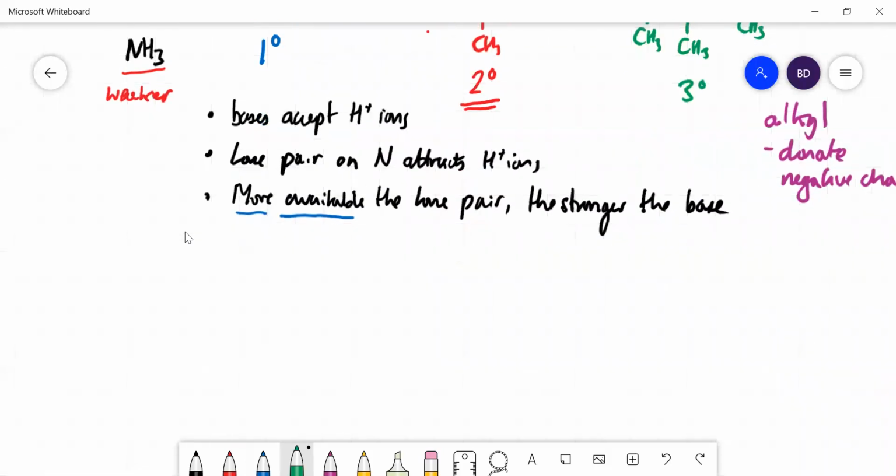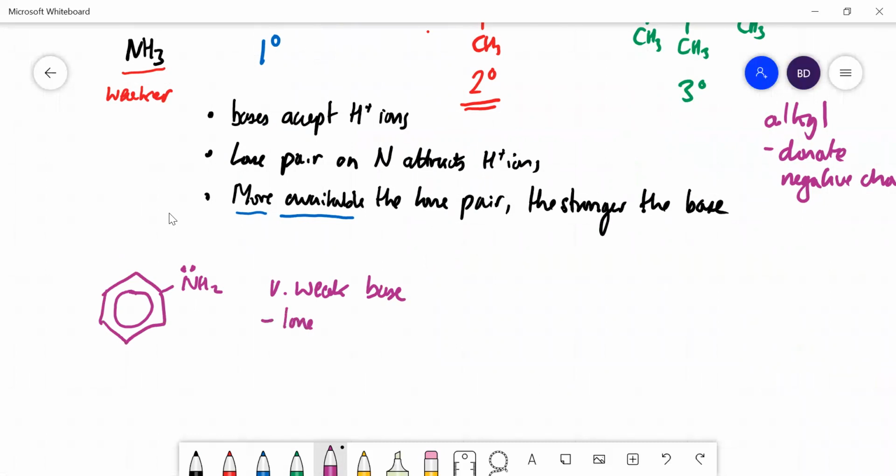What we haven't discussed there is phenylamine. So let's have a think about phenylamine. I'll draw that in a different color. Now, phenylamine is a very weak base. It's much weaker even than ammonia. Why is it such a weak base? It's because that lone pair is partly delocalized onto the benzene ring, and that makes it less available to accept positively charged hydrogen ions. So that's the weakest base of the lot.